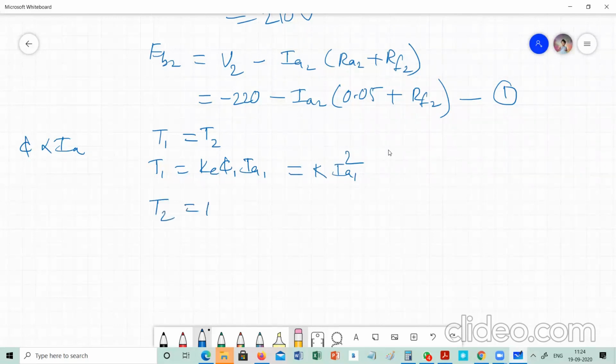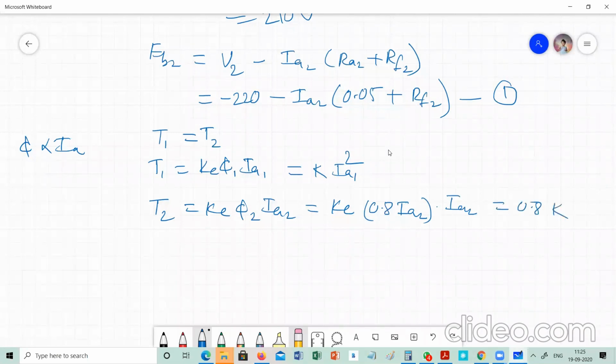Similarly, T2 is equal to KE phi2 into IA2. But in the second case, the number of turns are reduced to 80%. So this equation will equal KE into 0.8 into IA2. This 0.8 is a factor due to the reduction to 80%. It is equal to 0.8 into K into IA2 square. हे दोन इक्वेशन आपल्याला मिळणार.